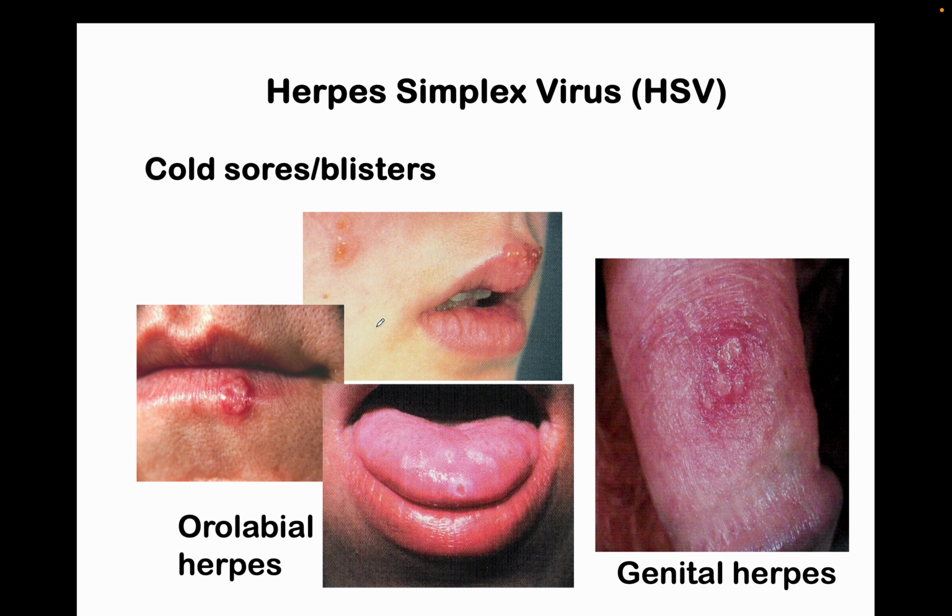Okay. Then we have herpes simplex, HSV. So HSV, herpes simplex virus, there are two types. Type 1 causes orolabial herpes, where the manifestations are within the oral cavity, the mouth. And then viral type 2 causes genital herpes, with manifestations in the genital organs, the genitalia.